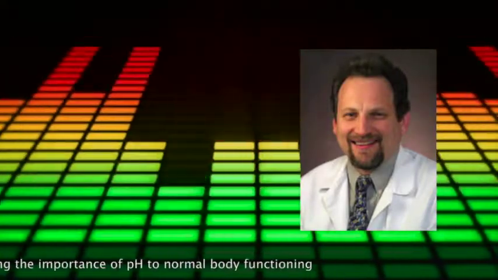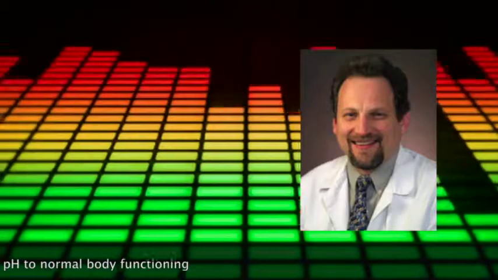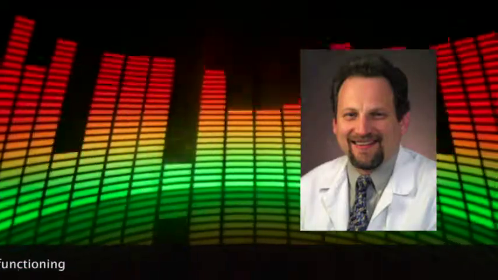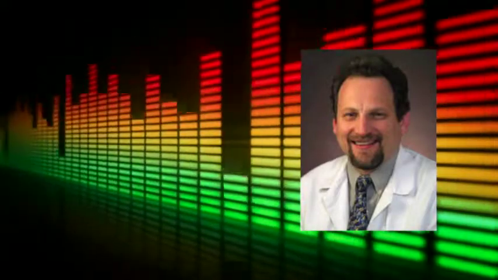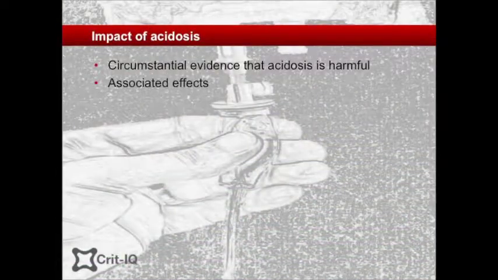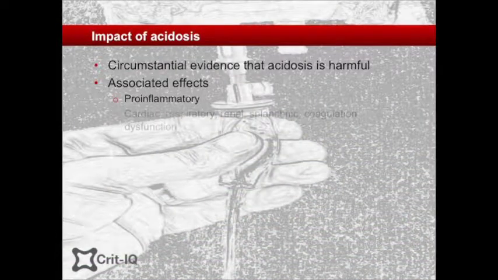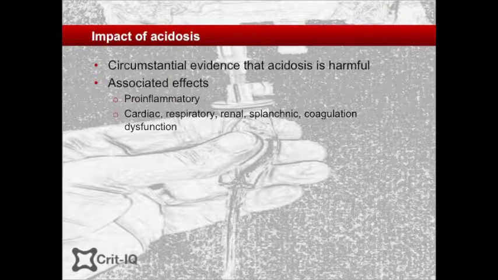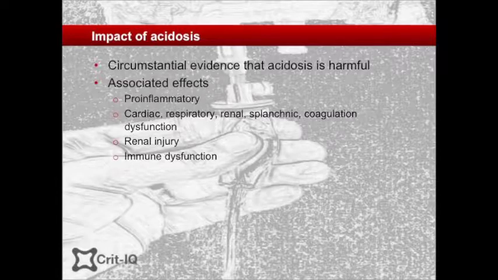There is a number of basic science evidence that suggests that a variety of enzyme systems and proteins are affected by changes in pH that can occur in the physiologic range. So I would describe all that as being fairly strong circumstantial evidence that blood pH is important. Acidosis has also been associated with pro-inflammatory changes resulting in perturbations of cardiac, respiratory, renal, splanchnic and coagulation systems, and high-volume saline resuscitation is associated with renal injury and immune dysfunction.